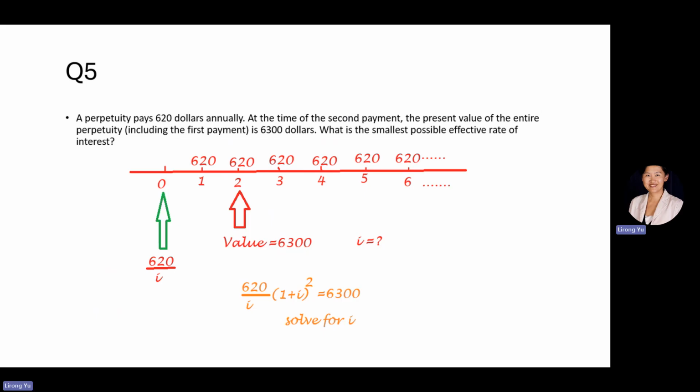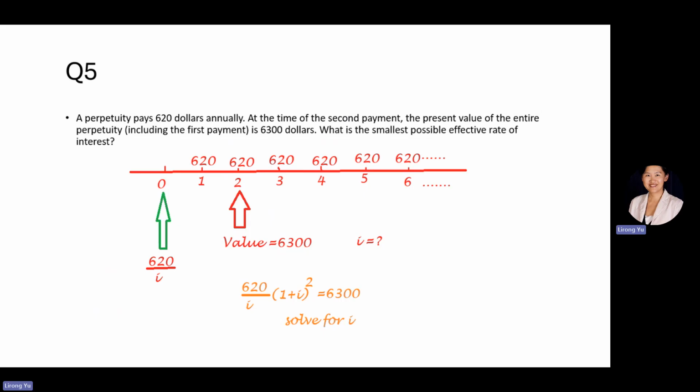So 620 divided by I multiplied by 1 plus I to the power 2. This multiplication of 1 plus I to the power 2 determines a future value, like 2 years later, what's the total value. And both of these, 6,360 over I, are representing the time value of the entire cash flow.